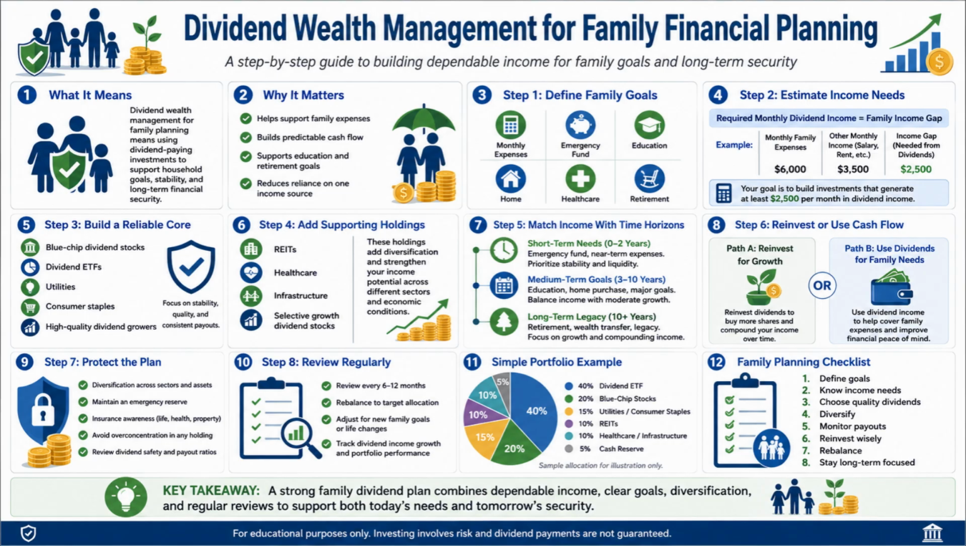Moreover, regular review is essential. Families should review the portfolio every 6 to 12 months, rebalance toward target allocations, adjust for new goals or life changes, and track dividend income growth along with overall portfolio performance. By doing so, they can keep the plan practical and relevant over time.